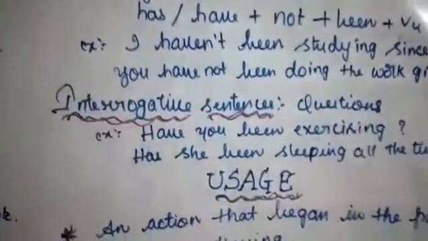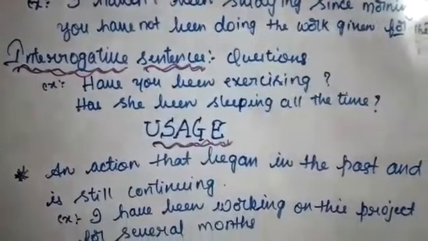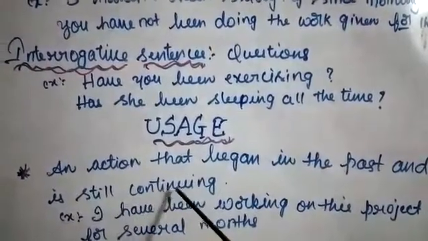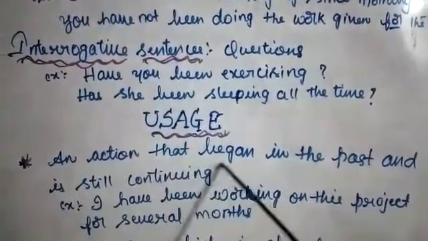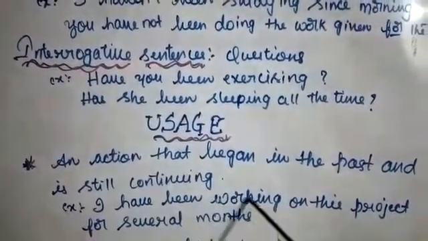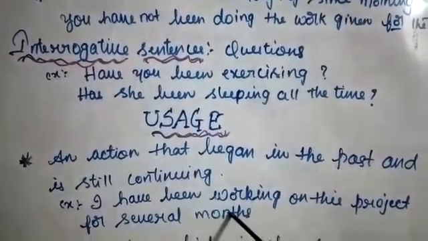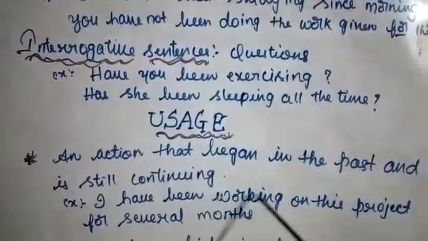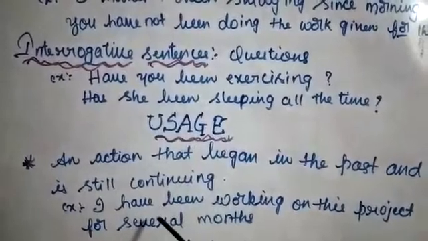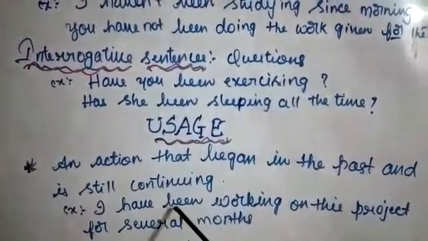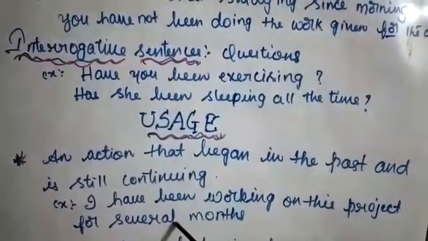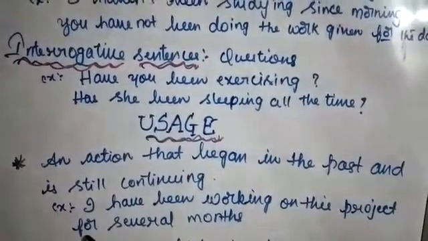What are the uses of present perfect continuous tense? First one is an action that began in the past and is still continuing. For example, I have been working on this project for several months. This work has been started in the past, but still it is continuing. So such actions come under present perfect continuous tense. For several years, several months means there is no specific time period, it's a duration, so for is used.